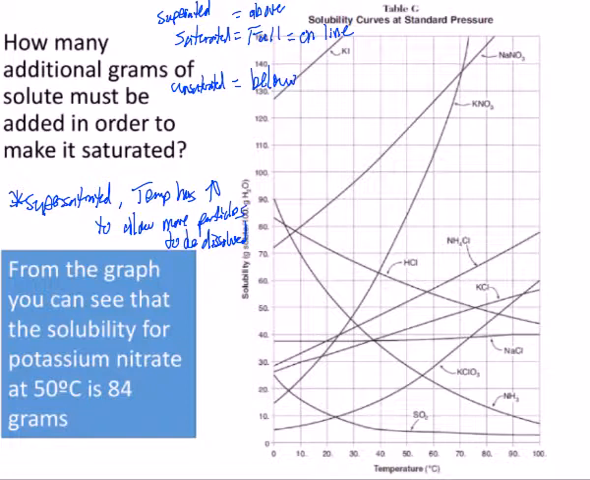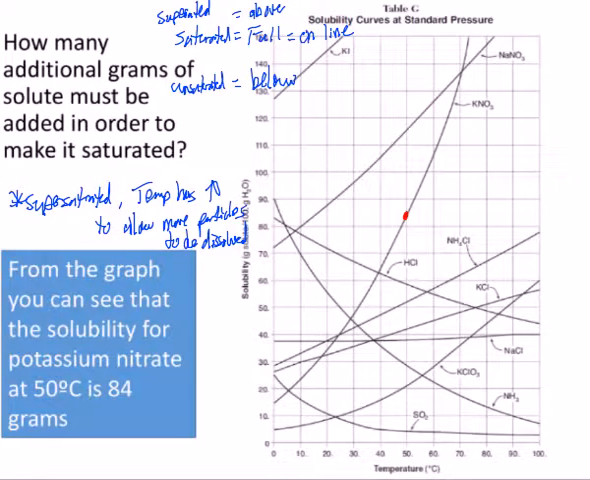So with this problem, how many grams? You could be asked, is it supersaturated, saturated, or unsaturated? In this case, guys, it's talking about an unsaturated solution, so we're going to be below the line. It says how many additional grams of solute must be added in order to make it saturated. So here are our conditions. We have the graph of solubility: potassium nitrate is 84 grams at 50 degrees Celsius. So at 50 degrees, potassium nitrate, right here, we can hold up to 84.